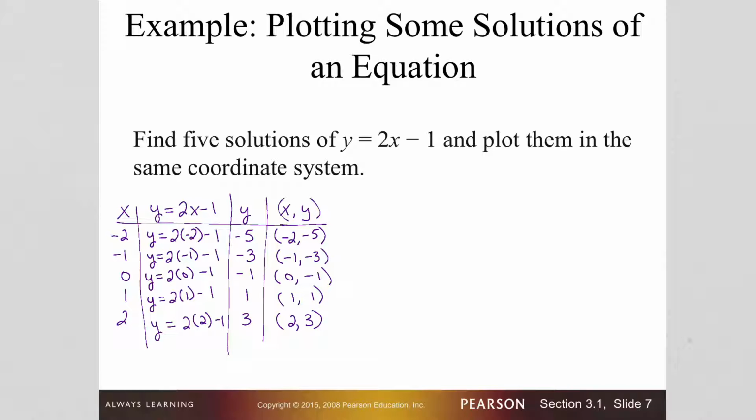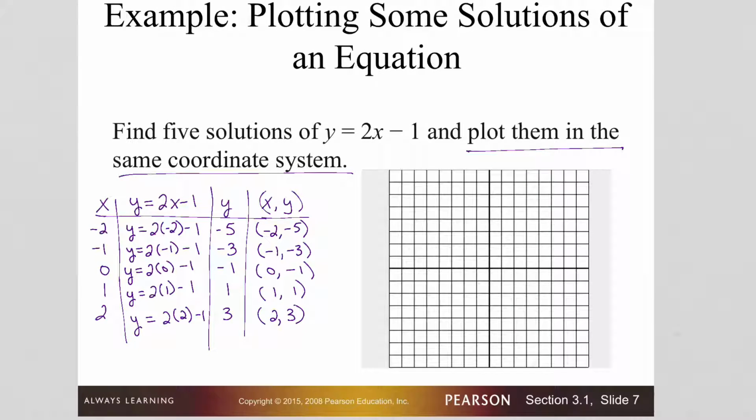Now, then it says plot them in the same coordinate system. So let me grab a graph real quick, and we'll plot them and we'll see what happens. Okay, so here's my graph. Here's my x-axis. Here's my y-axis. And I am going to label just every other one. Here's 2, here's 4, here's 6, negative 2, negative 4, negative 6.